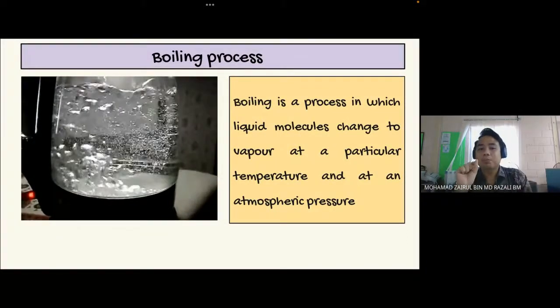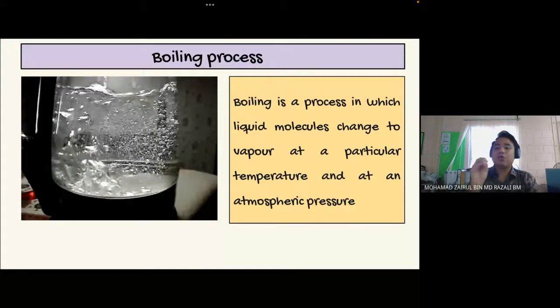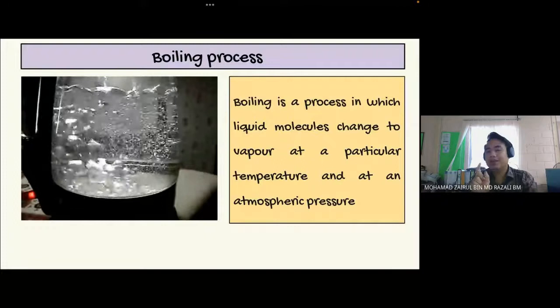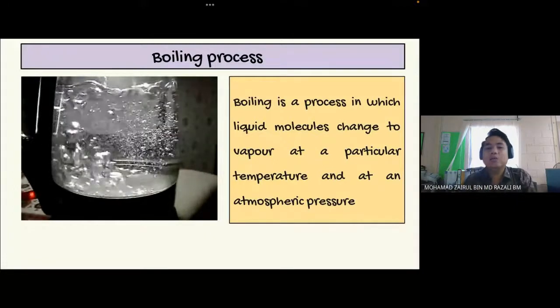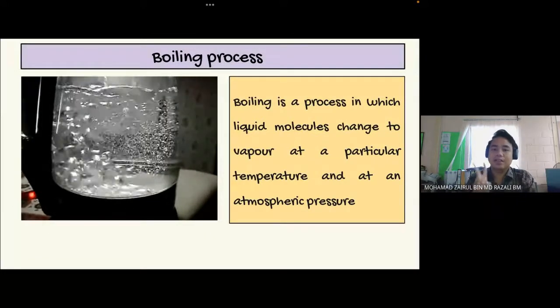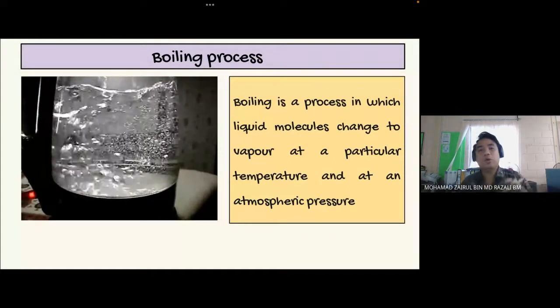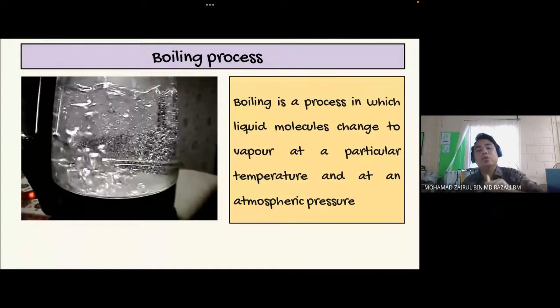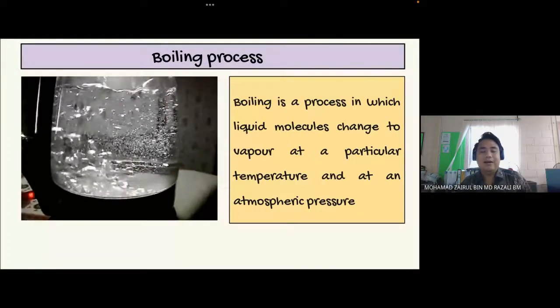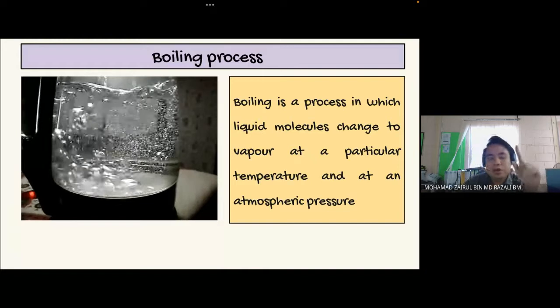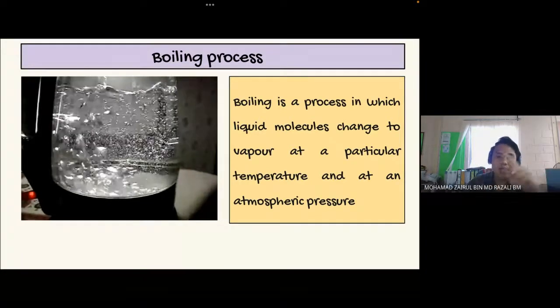Tapi beza dengan boiling, boiling tu juga kita convert liquid kepada gas, tapi boiling tu ada particular temperature. Ada certain temperature je yang liquid boleh boil. Yang kena syarat dia mesti dekat atmospheric pressure. Lagi satu perbezaan dia, proses dia happen throughout the liquid. Vaporization dia hanya berlaku dekat surface sahaja. Tapi boiling process dia berlaku throughout the liquid.